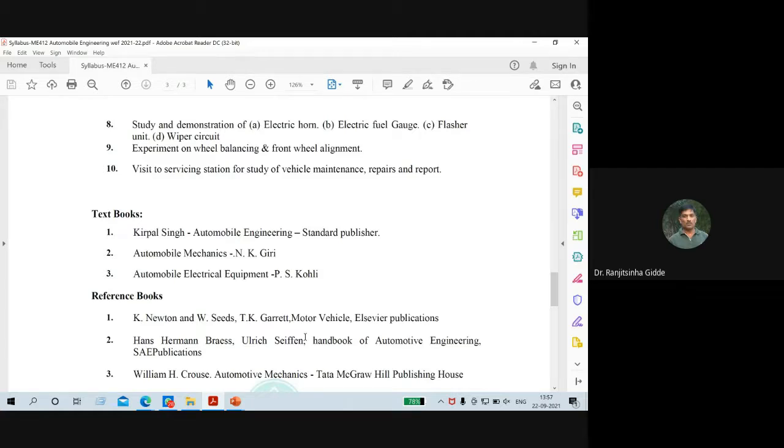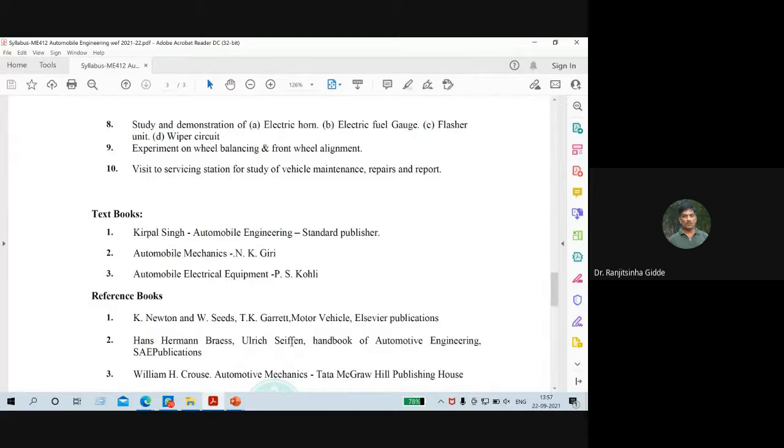So during the last practical, we are going to see the servicing station, not just washing, how that maintenance is going on, that we are going to see in actual if possible.